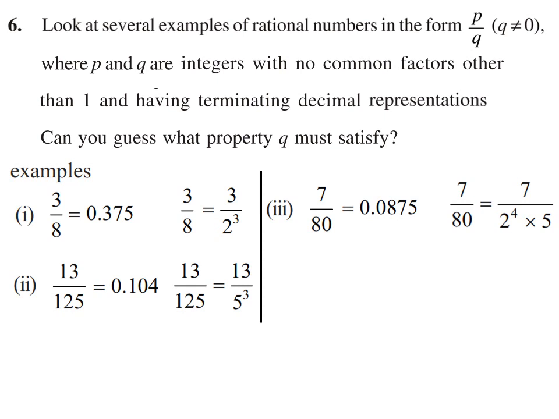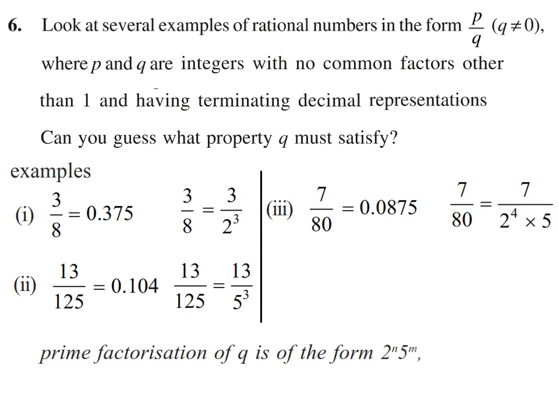So you have observed the denominators of these three cases. In the first case, the denominator is in the form of 2 to the power n, a positive integer power. In the second example, it is 5 to the power of a positive integer. In the third case, both 2 and 5 appear with positive integer powers. So you have to check whether the prime factorization of q is in the form of 2 to the power m into 5 to the power n, or both.